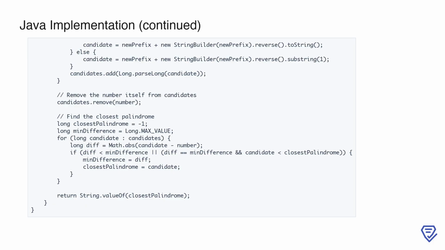After this, we iterate through the candidates to find the closest palindrome. For each candidate, we calculate the absolute difference between it and the original number. If a candidate has a smaller difference than the current minimum or, in the case of a tie, is numerically smaller, we update the closest palindrome and the minimum difference. Once all candidates are evaluated, the closest palindrome is converted back to a string and returned as the result. This ensures that the function efficiently identifies the nearest palindrome to the input number by considering all relevant cases.